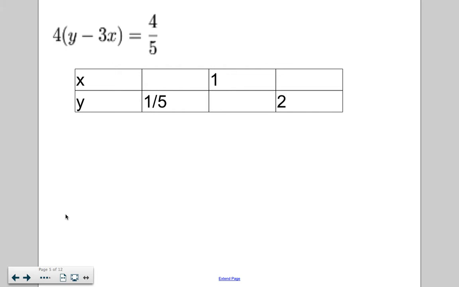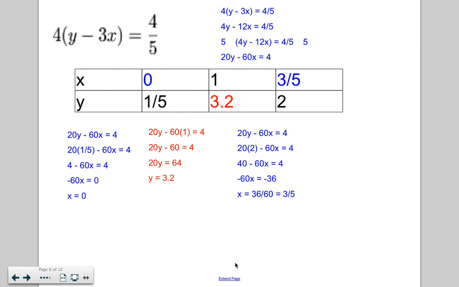Okay, this one I would like you to try on your own. Substitute the number in for the correct variable and then solve for the other variable. So push pause, try that now, come back and check your answers. Okay, here are your answers.